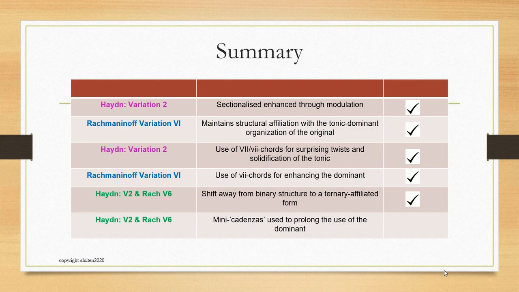Finally, the use of the mini cadenzas in each case help to expand the chords to which they are attached. The Rachmaninoff elongates the dominant early in the variation, bars 4 and 5 and bars 11 and 12, and the Haydn similarly prolongs the dominant at the end of the variation by adopting a dominant enhancing chord in the form of a B half-diminished seventh.